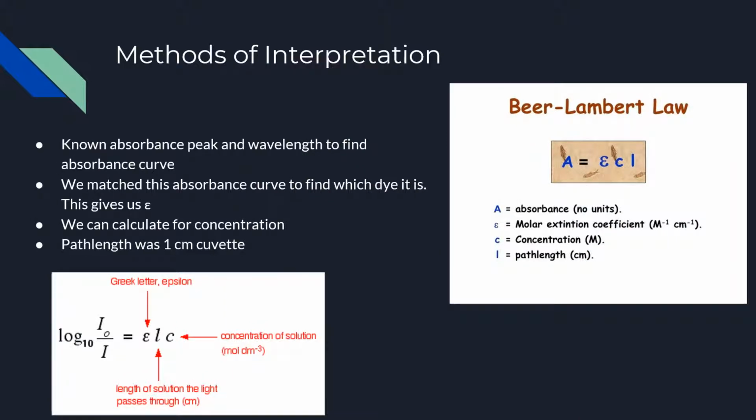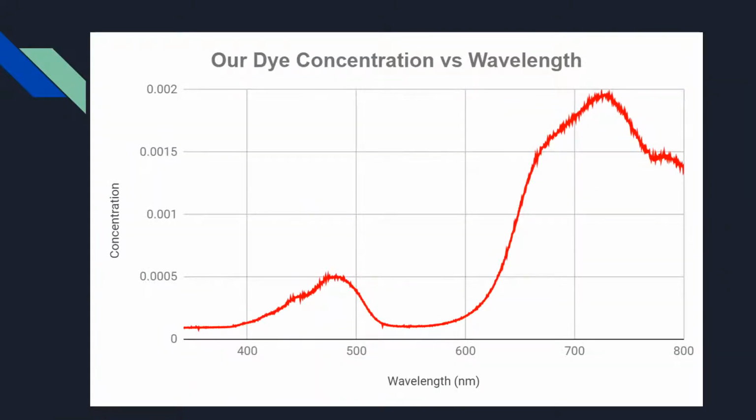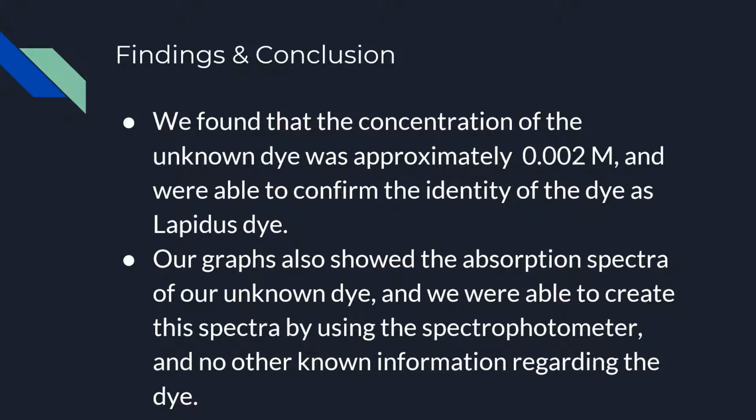We interpreted this using the Beer-Lambert law, where absorbance equals the molar extinction coefficient, epsilon, times the concentration times the path length. Our path length is only 1 centimeter. We know our absorbance, and we know the molar extinction coefficient because we know it's Lepidus dye, so we just need to solve for concentration. Using that math in Excel, we figured out this is our concentration curve of the purple dye solution, and the max is 0.002 molar. So we said that since that was the max, the unknown dye concentration was approximately 0.002 molar, and we did know it was Lepidus dye.